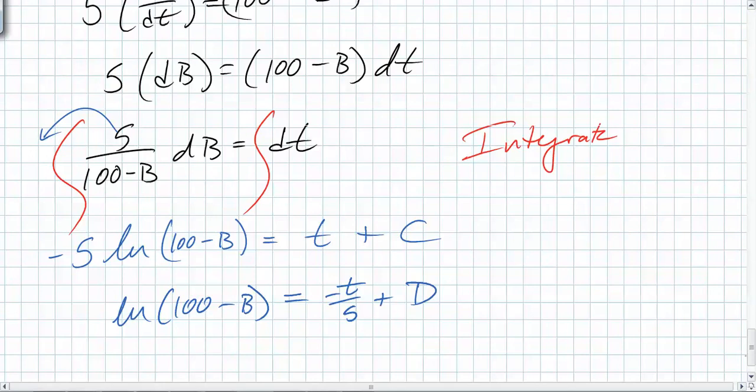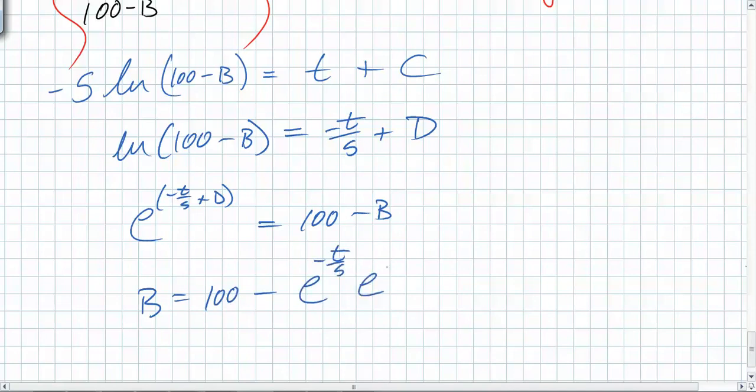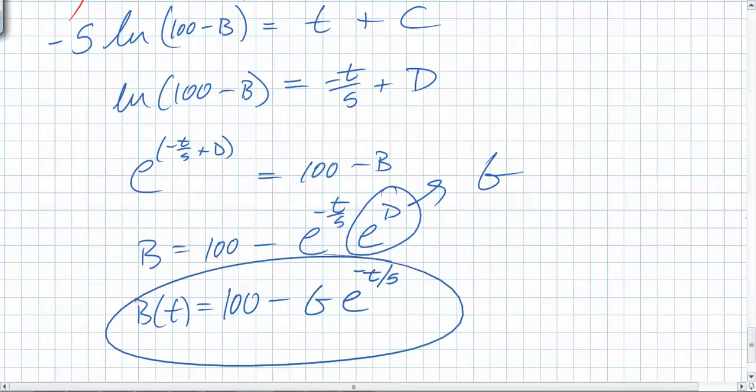Now we have it in log form, so we translate it to what? e to the negative t over 5 plus d equals what? 100 minus b. So what does b equal? 100 minus e to the negative t over 5 times e to the d. What can we call e to the d? G. So we have b of t is equal to 100 minus what? g times e to the negative t over 5. We're not done yet because what do we still have in there? G. Someone said constant. We have g in there. How do we get rid of that g?